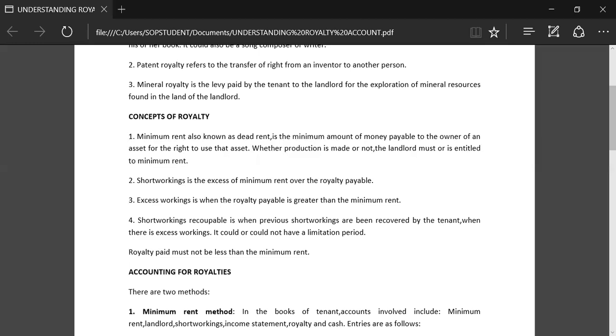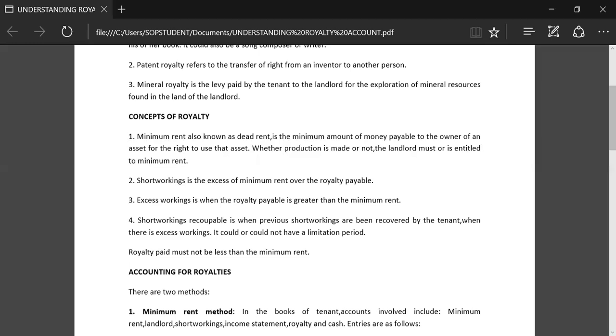Then we have the short workings recoupable. This is when a previous short workings is recovered by the tenant when there is an excess workings. So it means that when a short workings happens and is not paid in a particular period, if by the next period there's excess workings, the excess workings can be used to recoup the short workings of the previous year.